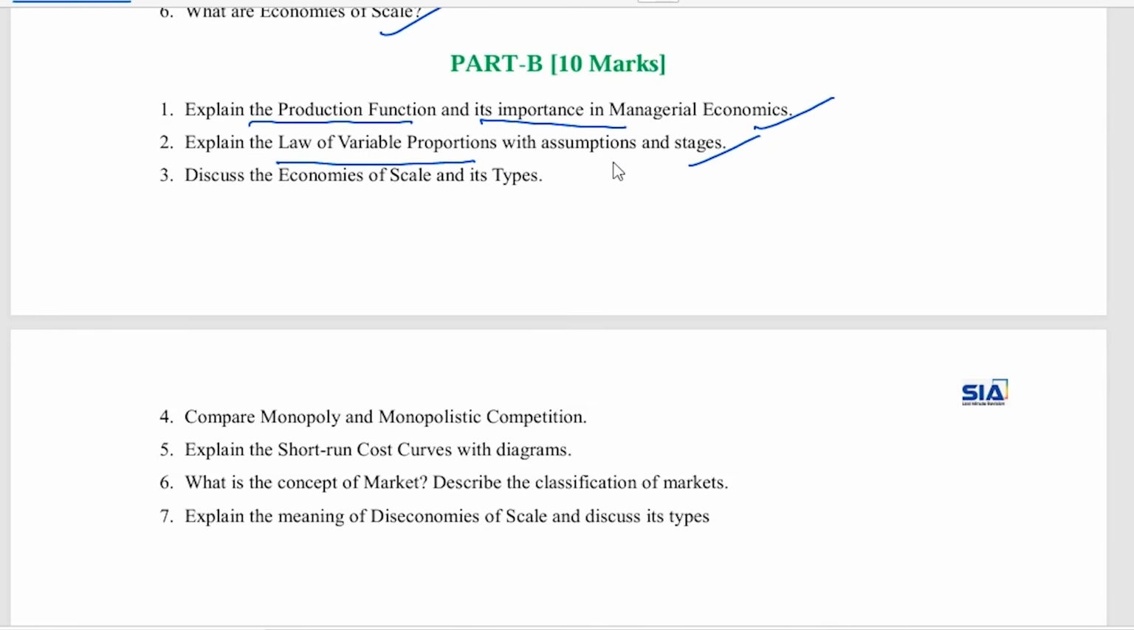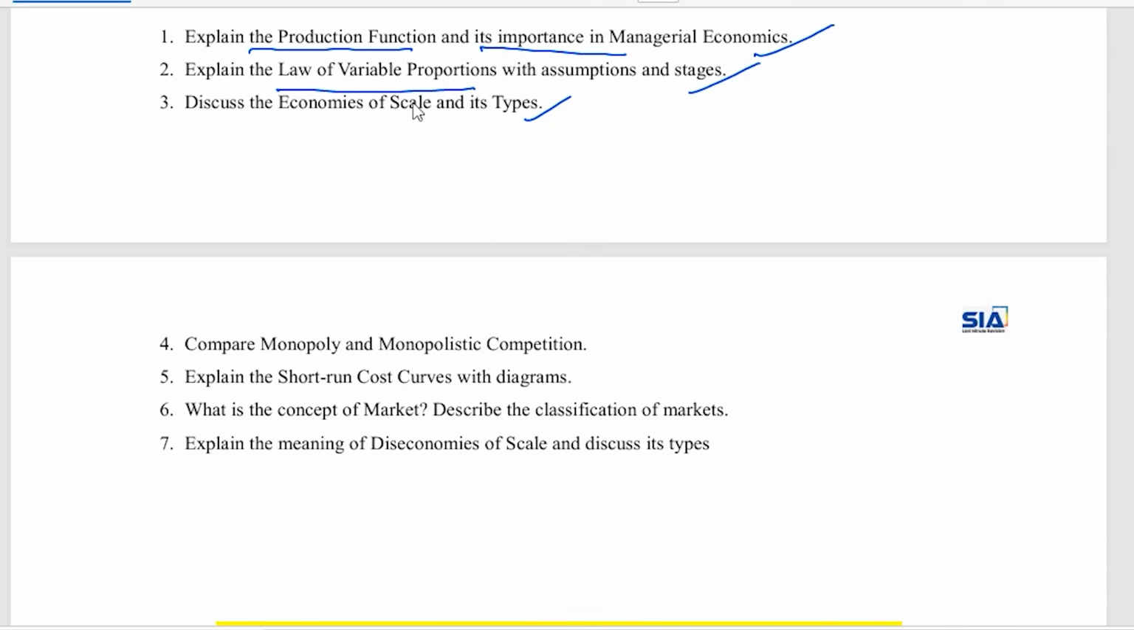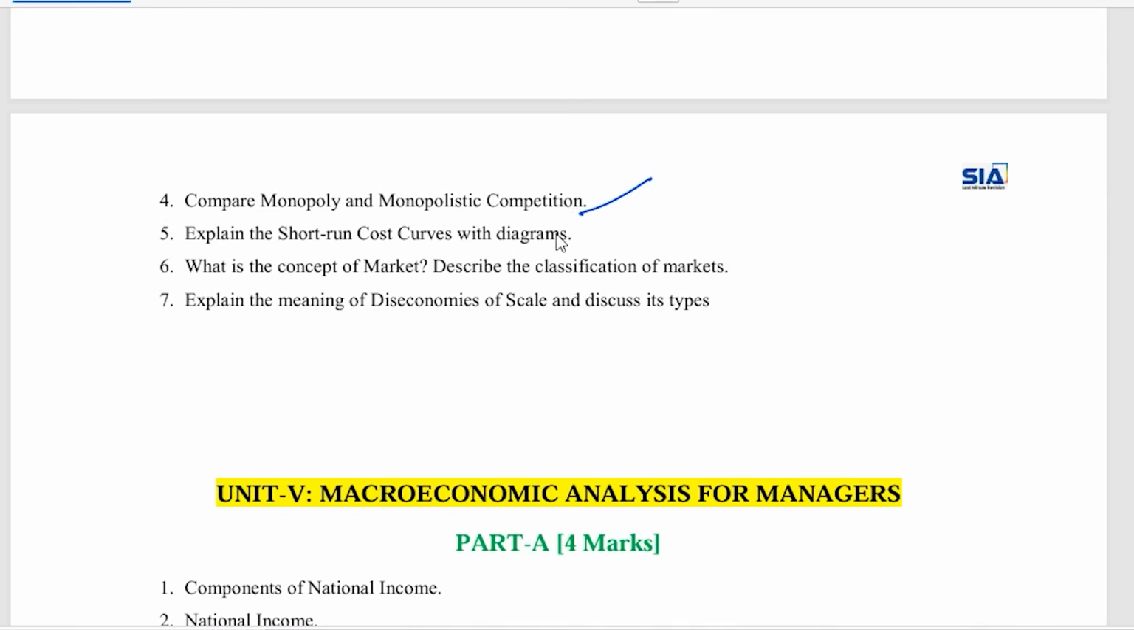Explain the meaning part and explain its assumptions and stages of law of variable proportions. Discuss the economies of scale and its types. You can elaborate this question with its types. Compare monopoly and monopolistic competition. Explain the short-run cost curves with diagrams. You have to explain these questions with proper diagrams by using short-run cost curves.